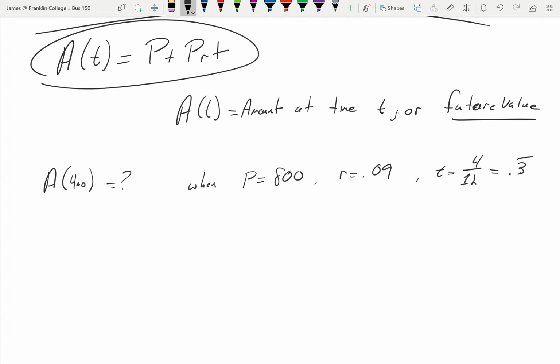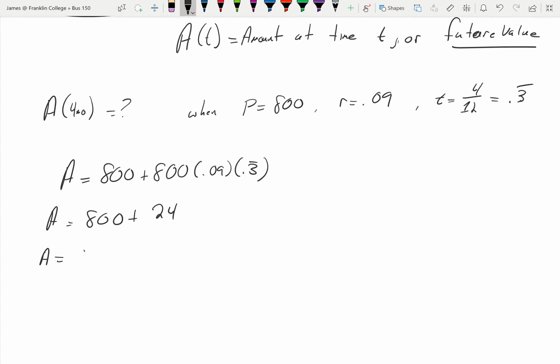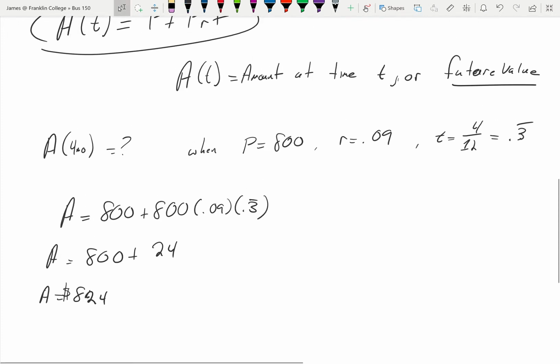Alright, so we can now plug this information into our equation. We're going to have A equals our original 800 plus PRT, 800 times 0.09 times 0.3 repeating. Well, this just equals 800 plus 24, or A equals $824. So let's think about this, put it into a little bit of context.